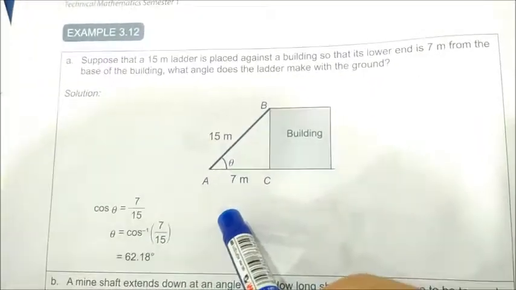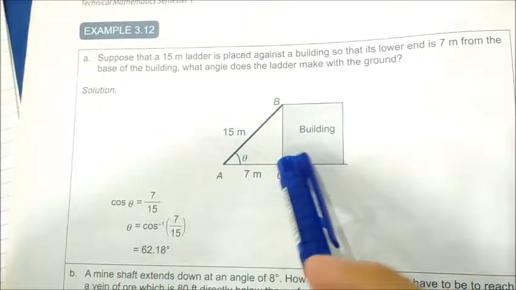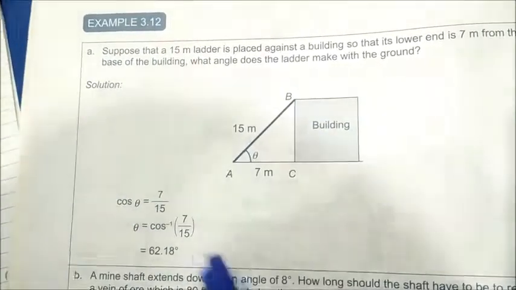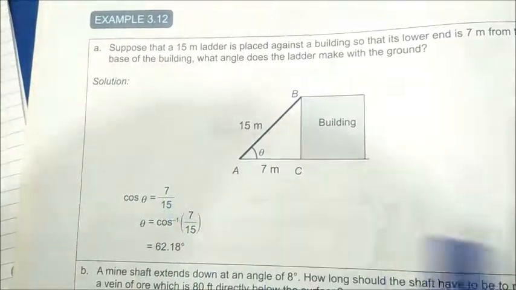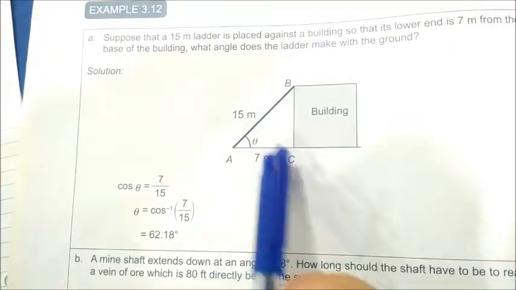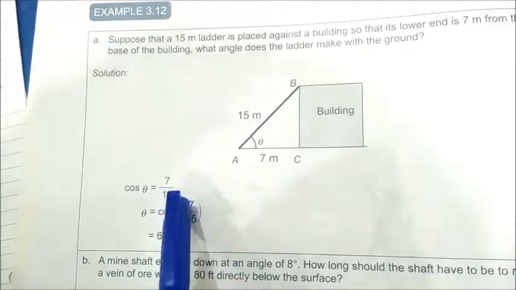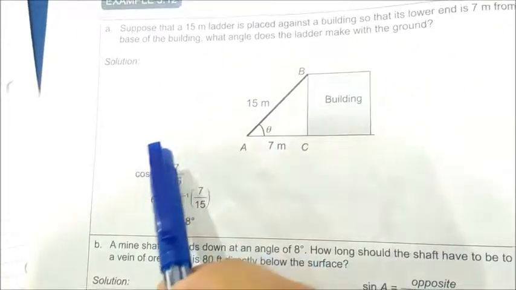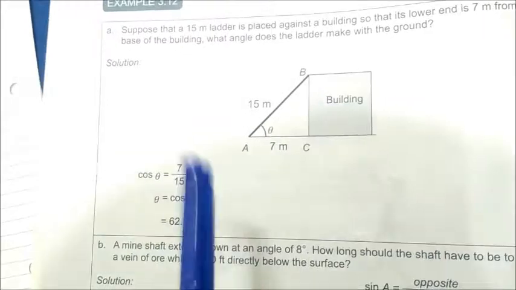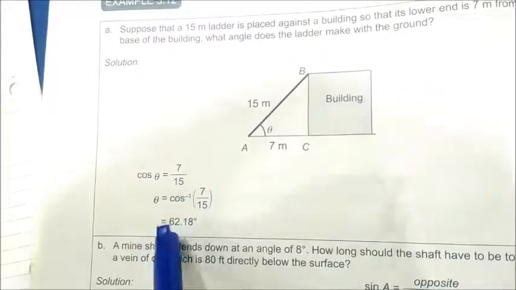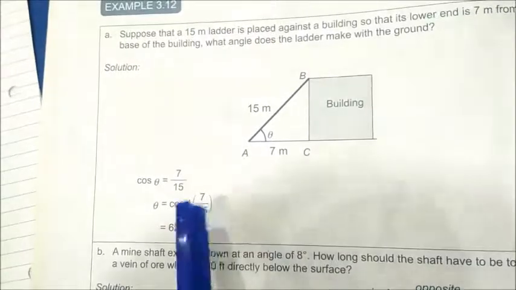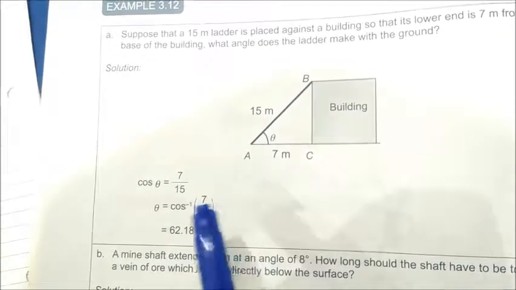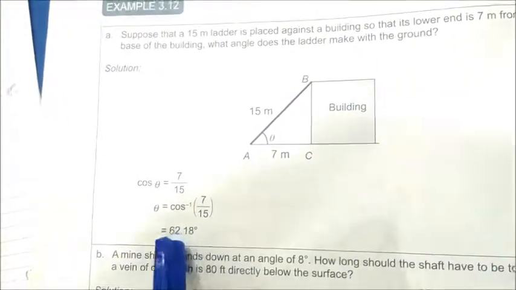So, the perfect solution for this equation is to use the cos formula. That is adjacent over hypotenuse. So we just put it in the formula. The adjacent we put it here, and the hypotenuse we put it here. To get the answer, the cos we need to transfer to the other side. So cos inverse of 7 over 15, we just put it in the calculator and get this answer.